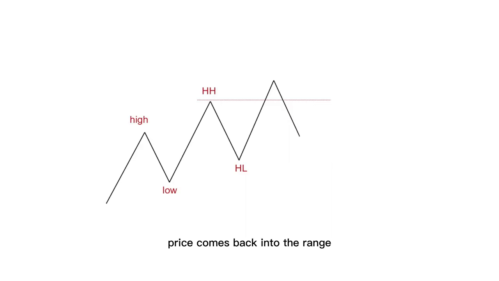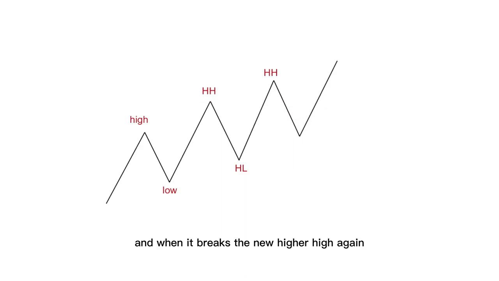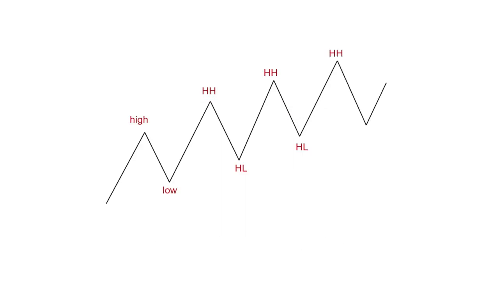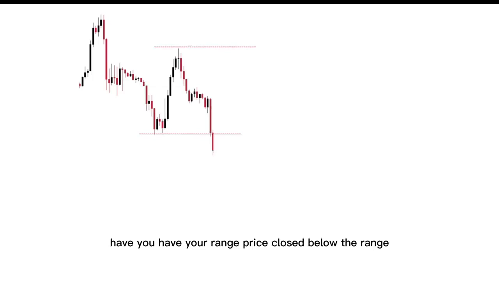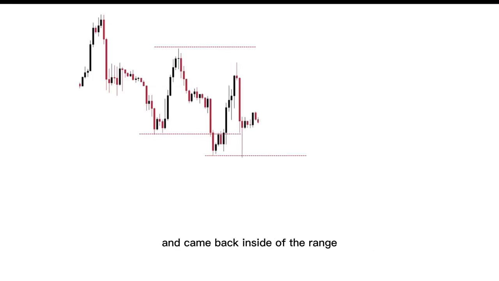So when price comes back into the range, that will confirm your new higher high. And when it breaks the new higher high again, this will confirm your new higher low. So this is your basic market structure via candlestick print. Here you have your range. Price closed below the range and came back inside of the range.